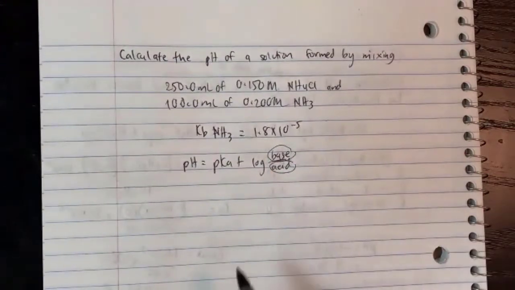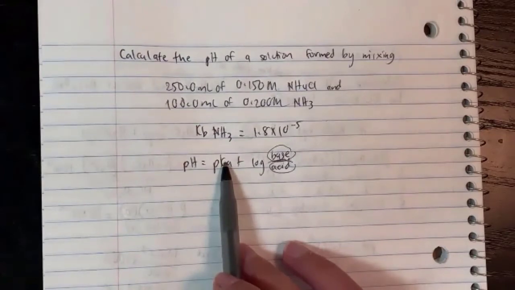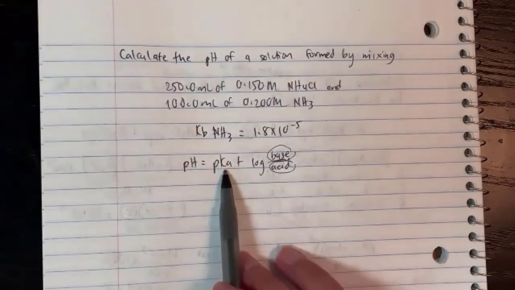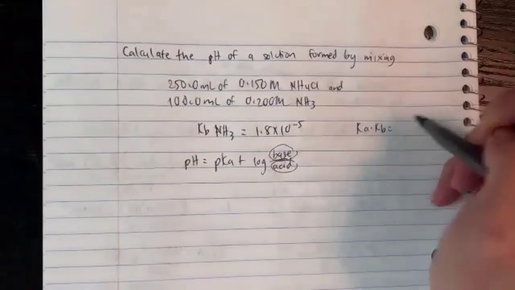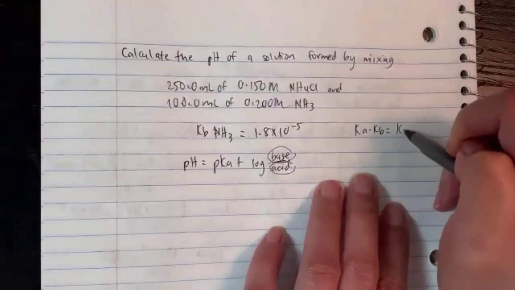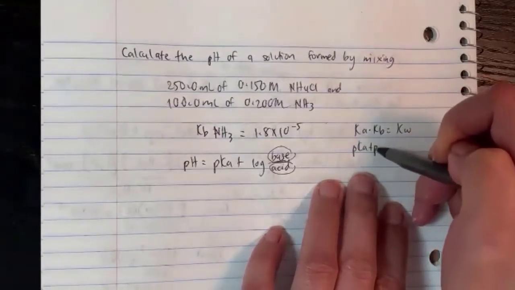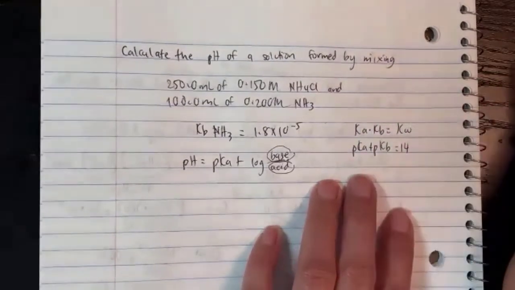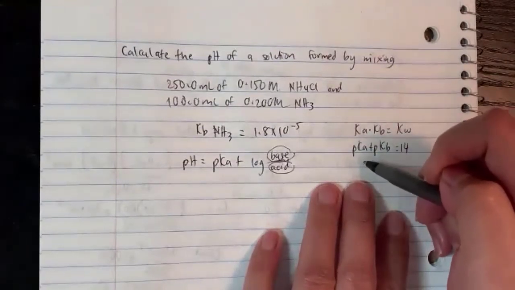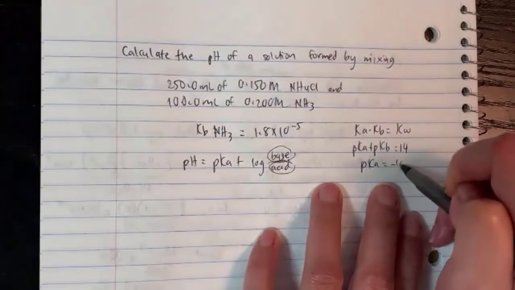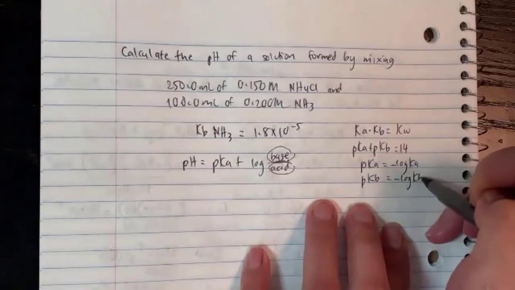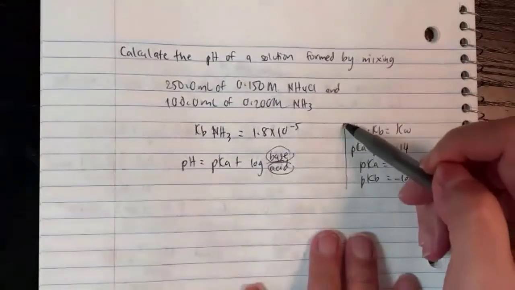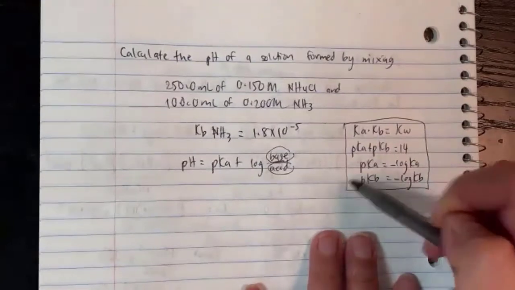To do that, we can go ahead and get pKa. pKa is minus log of Ka, right? And then once you get pKa, I'm going to tell you Ka times Kb equals Kw, so pKa plus pKb equals 14. We learned that in the previous chapter. pKa is minus log Ka, pKb is minus log Kb. Okay? That's something we learned before this. I'm just rewriting it so you have it here again.